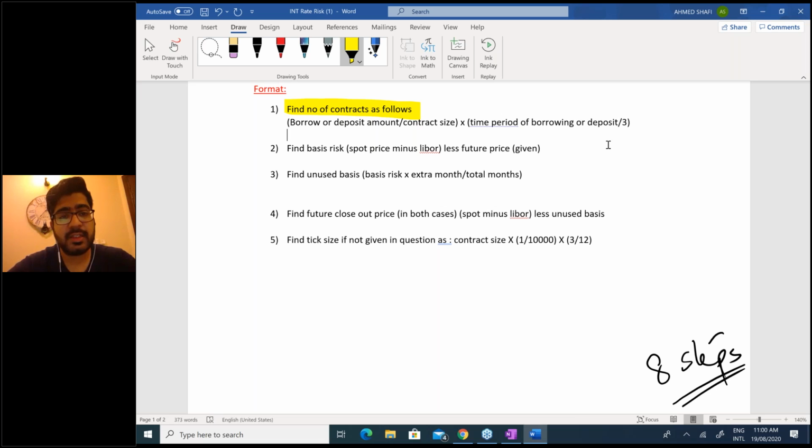Find number of contracts. It's borrow or deposit amount over contract size into time period of borrowing or deposit over 3. Then you need to find basis risk. It's spot price minus LIBOR less futures price, that would be given. Then you need to find unused basis risk into extra months over total months. Then find future closeout price in both cases. What is this both cases?